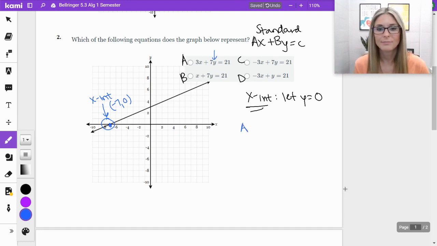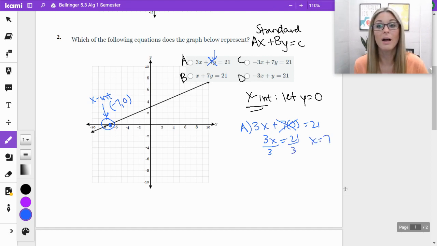So in A, if I plug in 0 for y, what happens? 7 times 0 is 0, so it goes away and you end up with this little baby equation, 3x equals 21. Divide by the 3, x equals positive 7. Close, but we were looking for negative 7, right? So I don't think it's A.